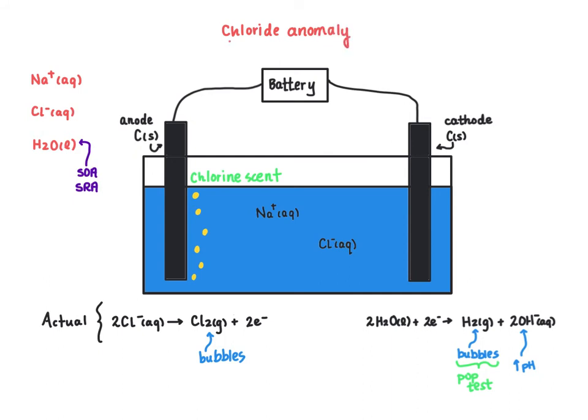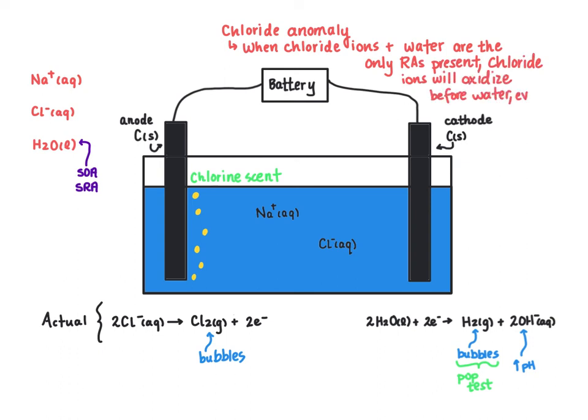And the chloride anomaly is that when chloride ions and water are the only RAs present, chloride ions will be oxidized before water, even though they are a weaker reducing agent. And the reason for this has to do with how easy it is to transfer electrons from the solution into the solid electrode. And it ends up being easier to transfer electrons from chloride than it is from water.